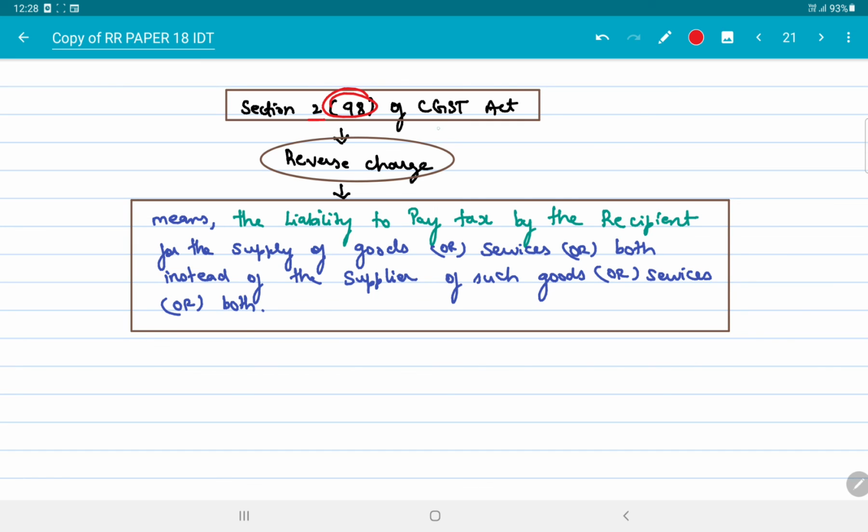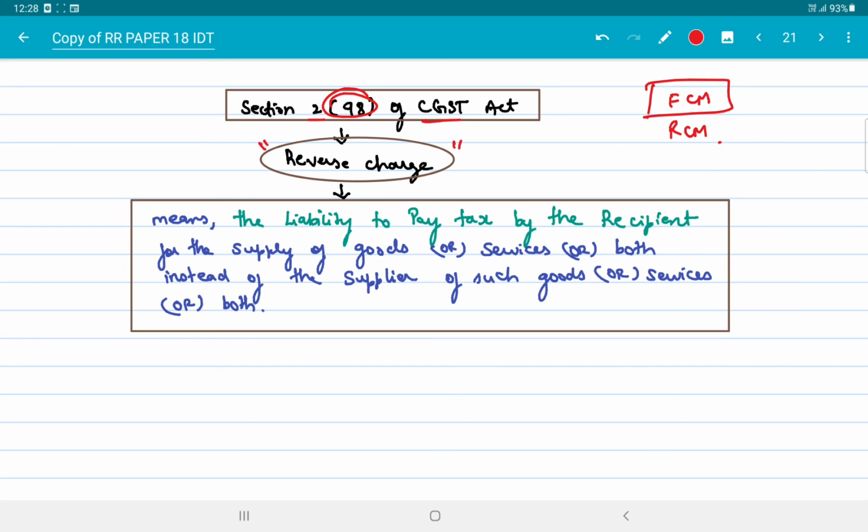Section 2 clause 98 talks about reverse charge. See, there are two methods of payment. One is FCM, another is RCM. Forward charge mechanism is a method where the supplier is liable to pay the tax to the government, but there are some exemption or exceptional cases where RCM is levied, where the recipient pays the tax to the government instead of the supplier. So that is a reverse charge.